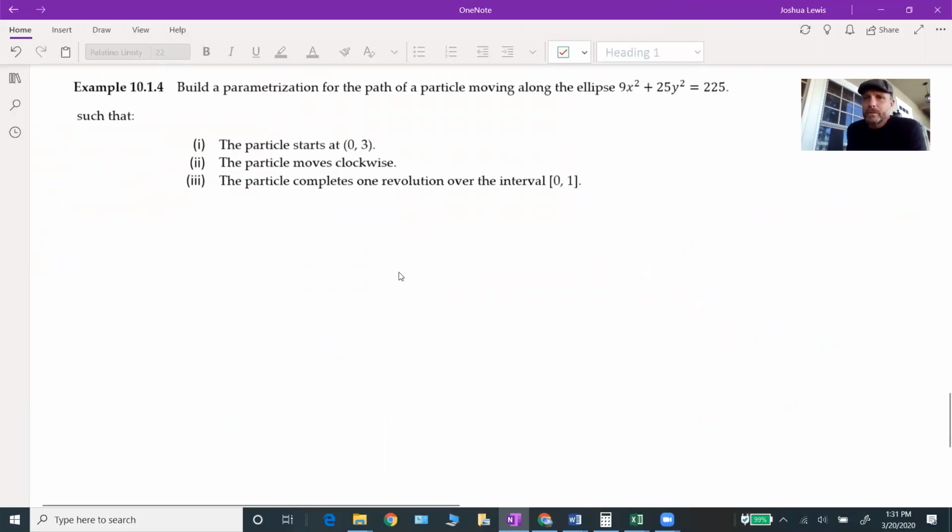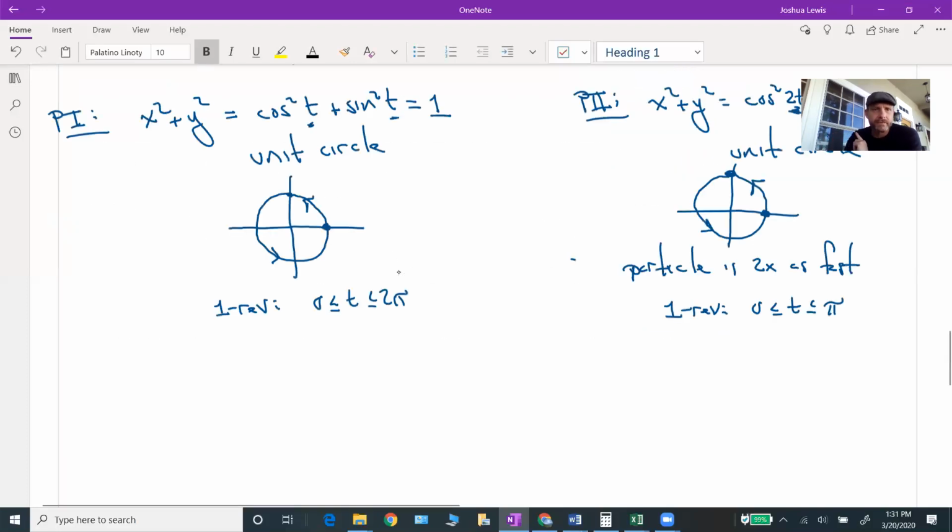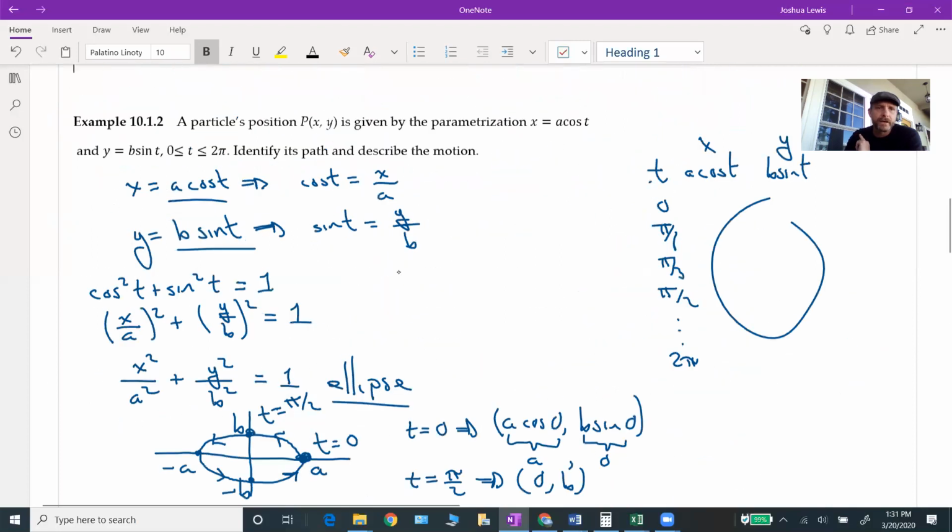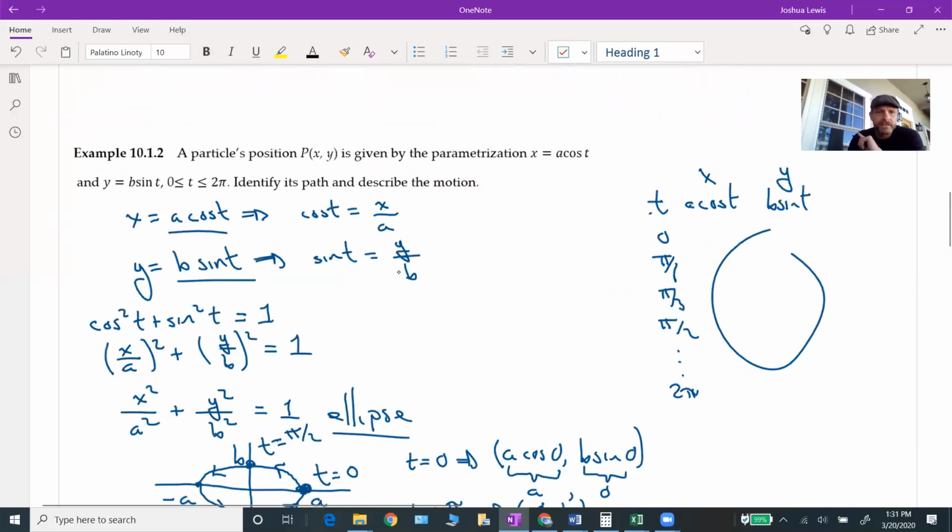So now we want to be a little creative. So we have this lovely ellipse, and we want to parametrize it. Now, we've already seen that a cosine and b sine are parametrizations for an ellipse, right? That was up in one of our previous examples. Right here, a cosine t, b sine t. That's a parametrization for an ellipse, okay?